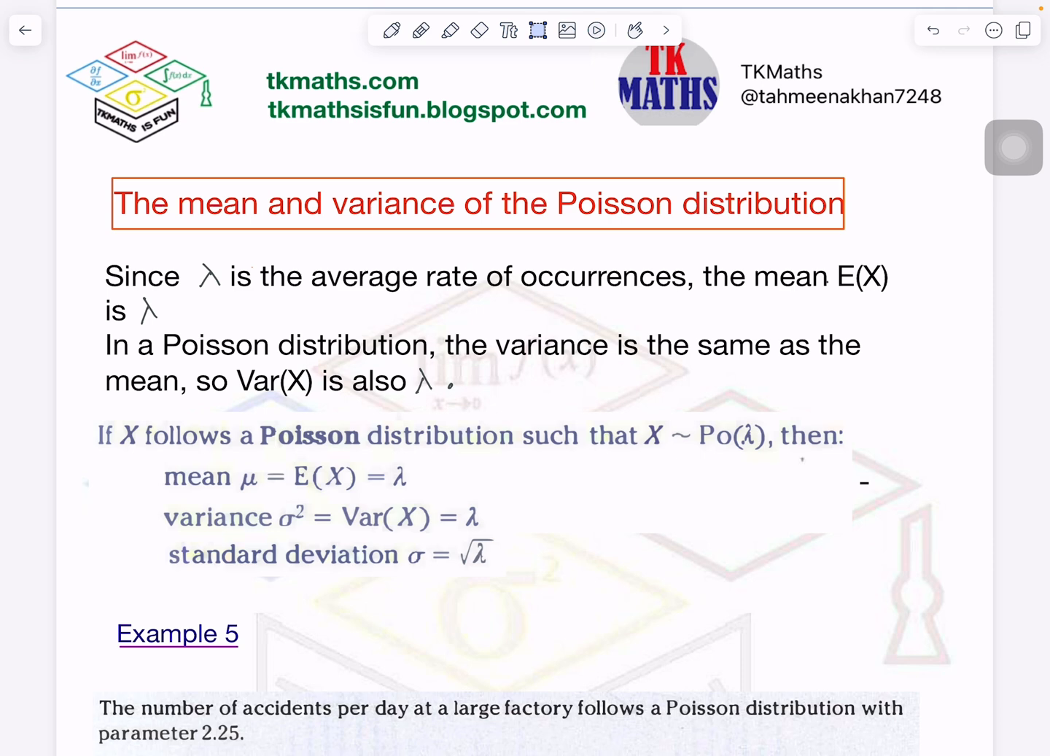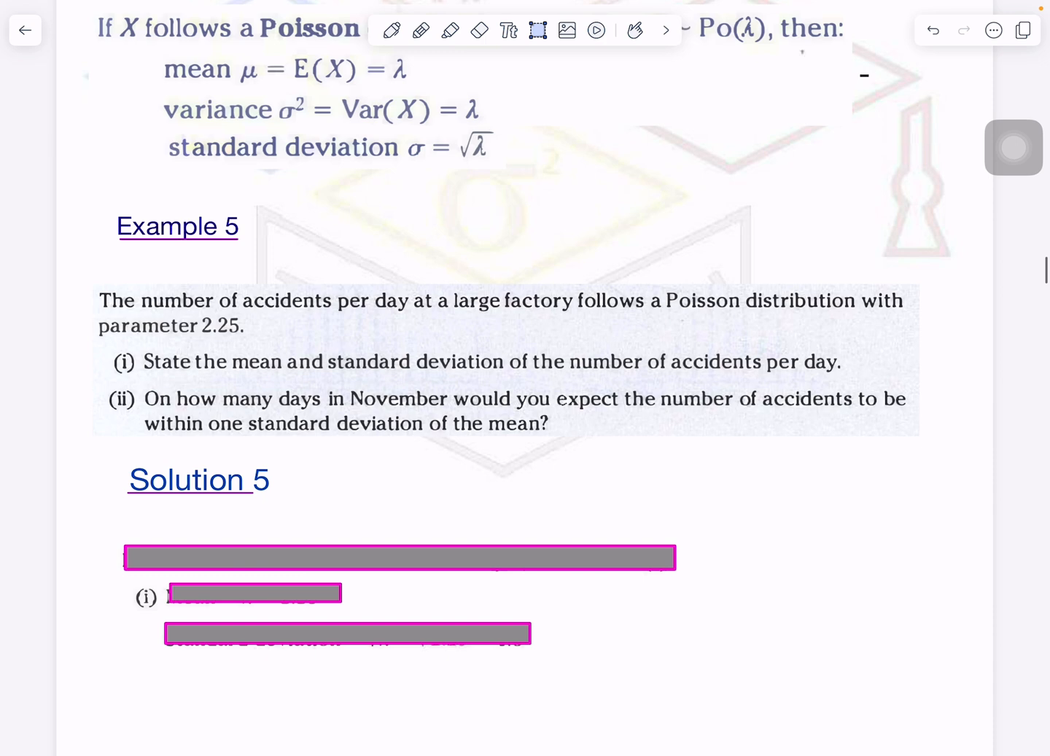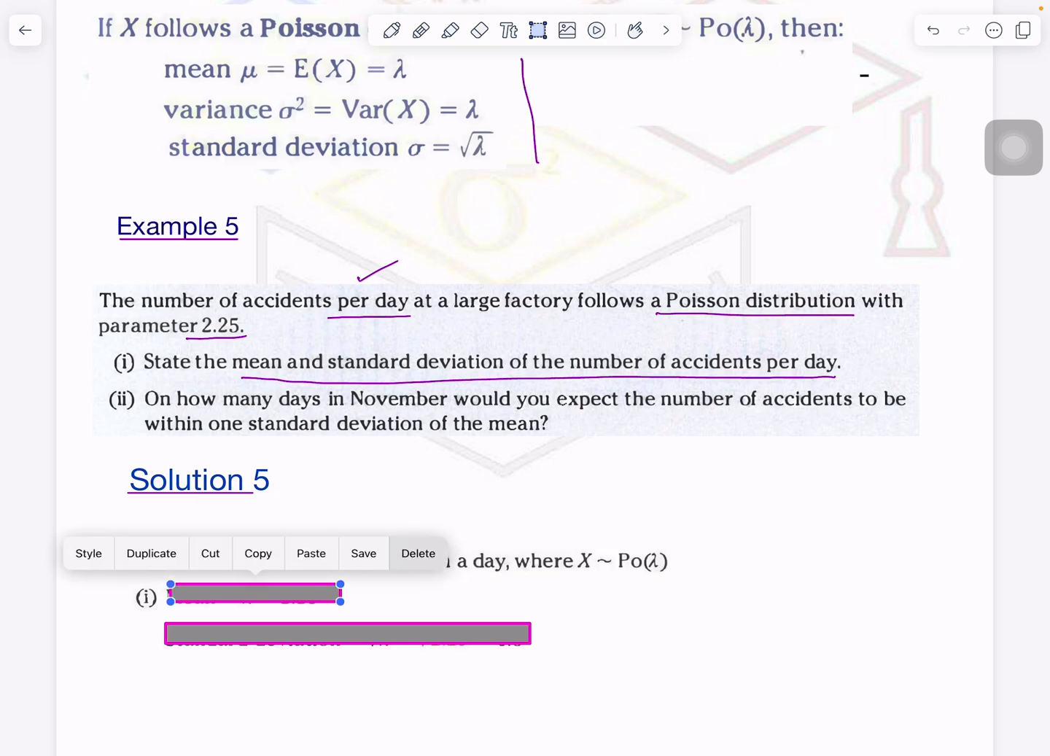Let's take example number 5, which is about mean and variance of the Poisson distribution. Per day accident they are talking about here. It is Poisson distribution, and lambda is what? 2.25 for 1 day. State the mean and standard deviation of the number of accident per day. So what will you write? If you look at this formula, your mean is what? 2.25. And what is your standard deviation? Root of 2.25, because variance is same as 2.25. This is what I have told you. So it will be root of 2.25.